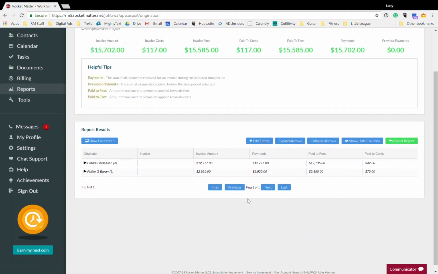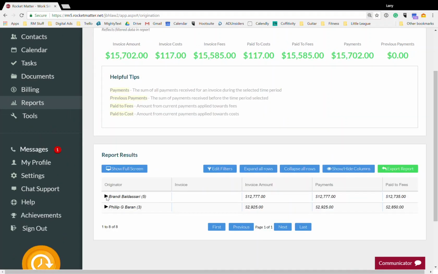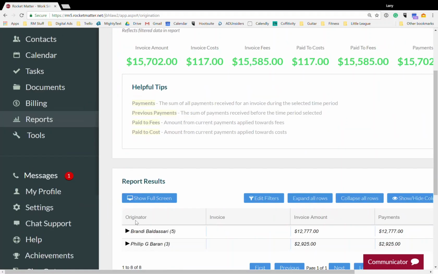Now, this is sample data, so we're not going to have that many results. But as you can see here, we have two originators in the system, right? And you specify an originator in the system, and then we can build this report.